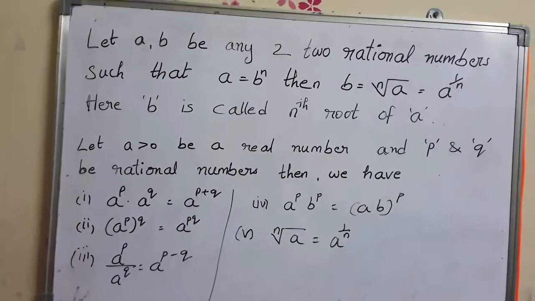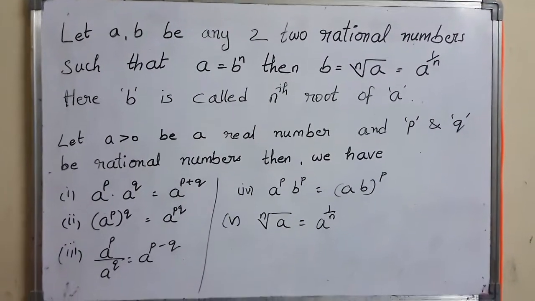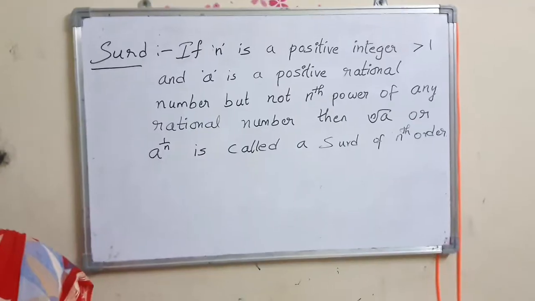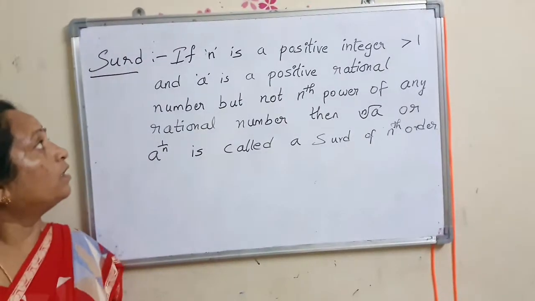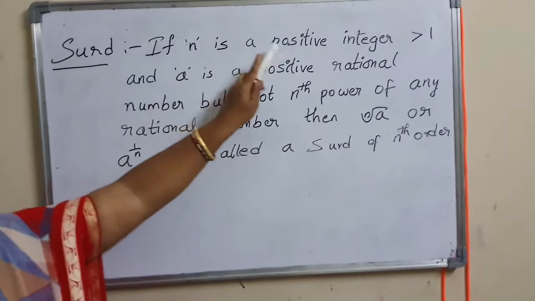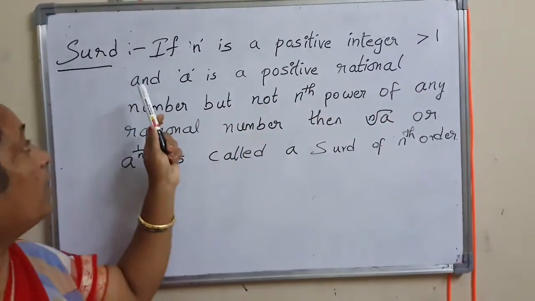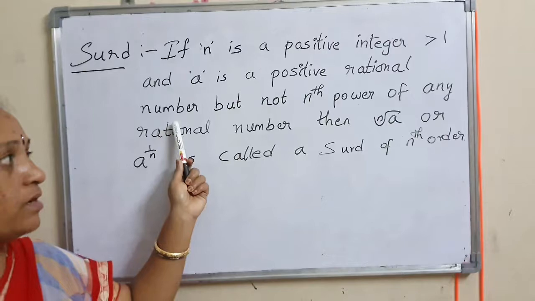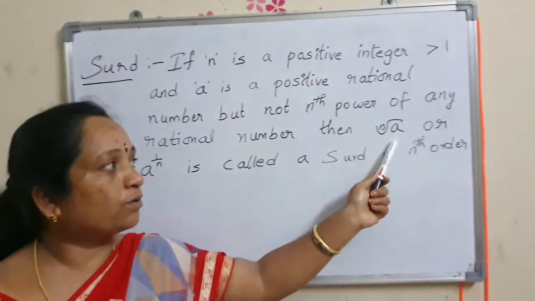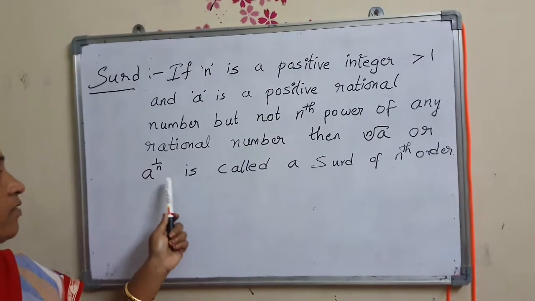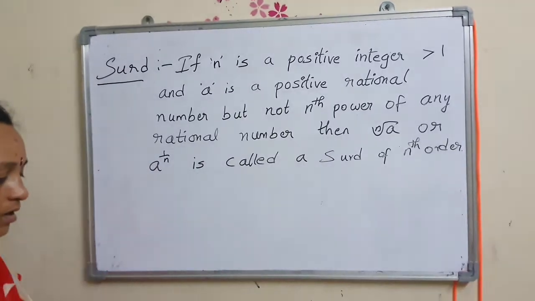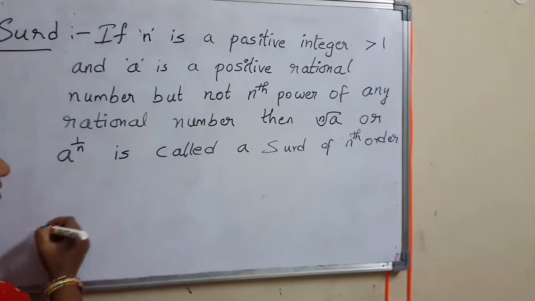Now let us learn what is the next topic regarding our nth root of a. Now we are going to learn about the surd. If n is a positive integer which is greater than 1 and a is a positive rational number but not the nth power of any rational number, then the nth root of a or a power 1 by n is called a surd of nth order.